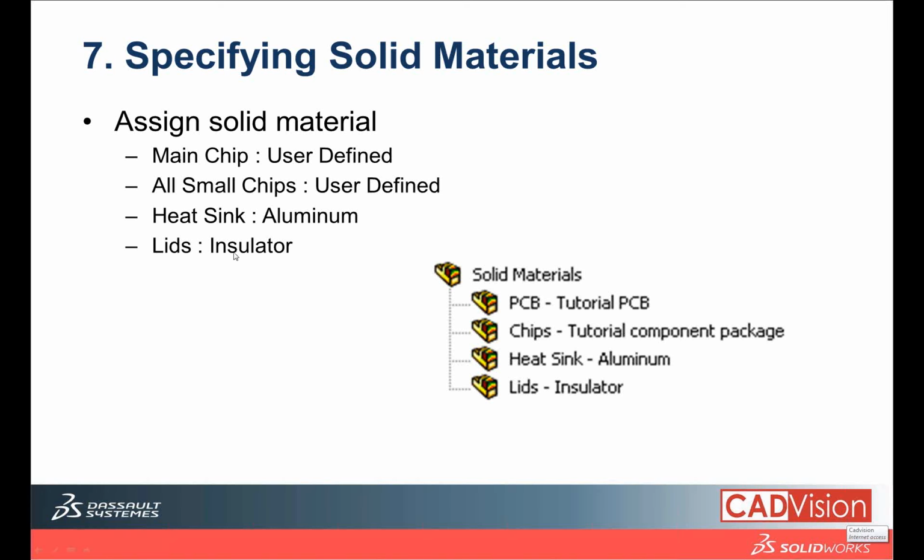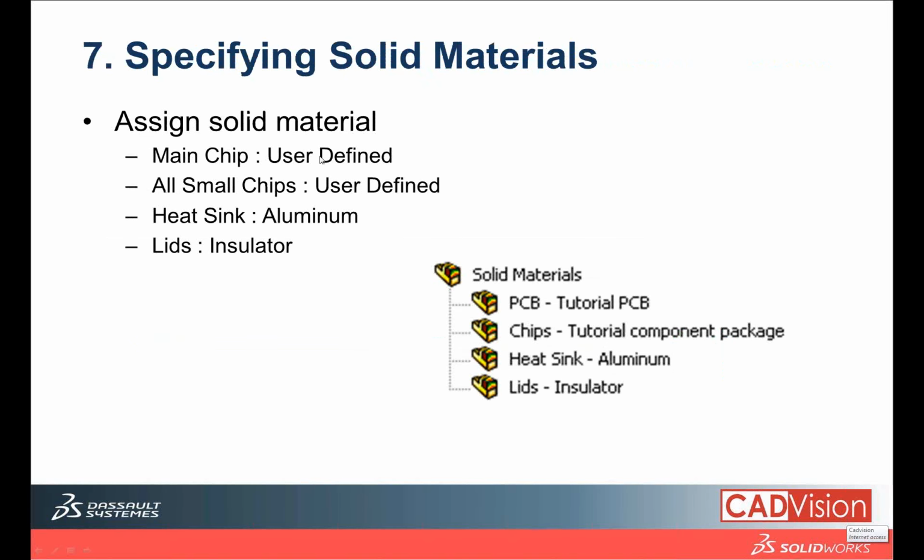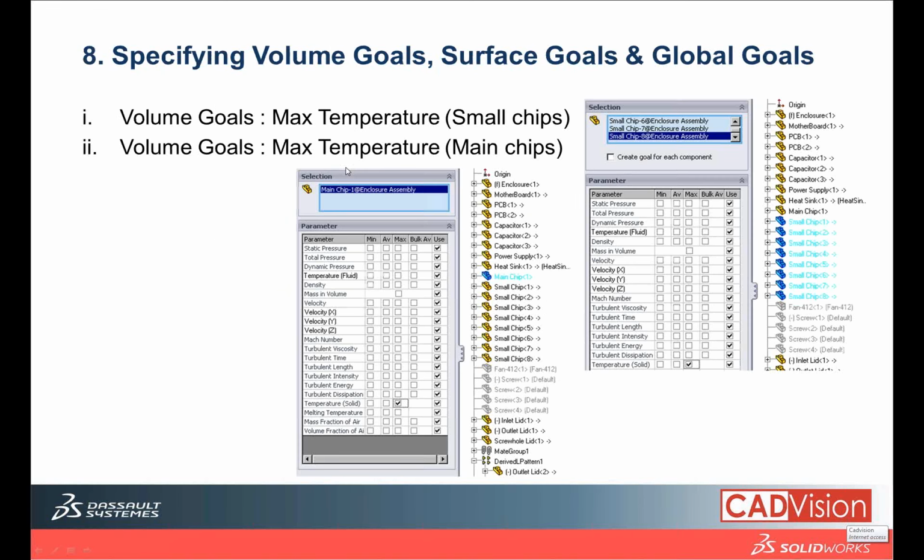Once you have finished creating the solids, you will need to assign them to each of the components, which is not stainless steel 3-to-1. So in this case, the leads will be insulators, the heat sinks will be aluminum, and the small chips will be a user defined material which we created earlier in this slide. Two materials that we created individually, and the main chip is also our user defined material.